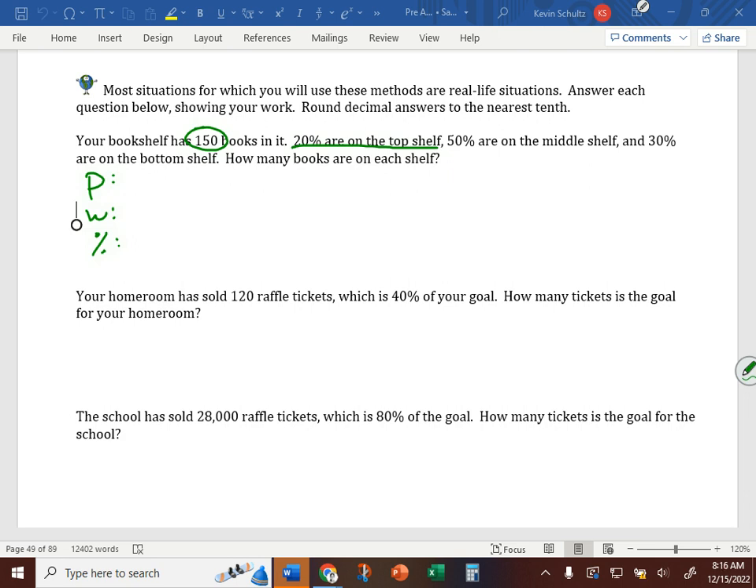The part is the variable. That's what we're solving for. The percentage, or the whole, as Peyton said, is 150. That's our total number of books. And then our percent for this first calculation is 20%. Okay? Go ahead and solve this using any method that you want to. Make sure you show your work. Proportion, equation, calculator.